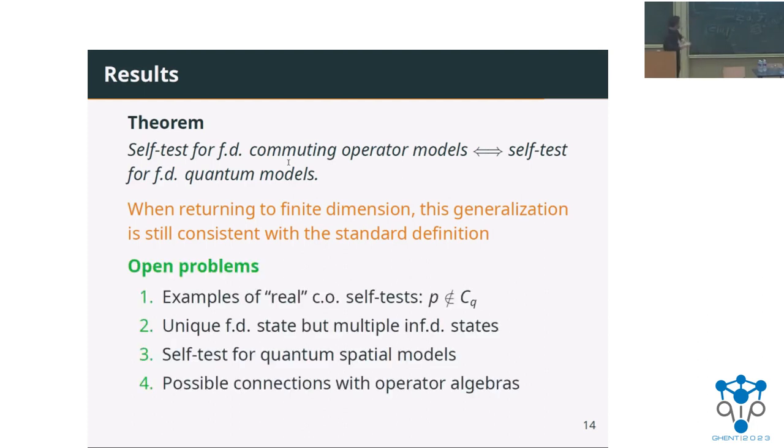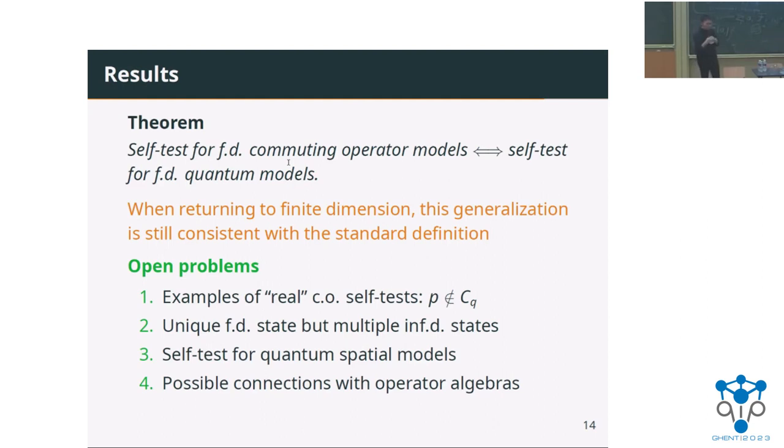There are still many open problems around this new definition, this generalized self-test for commuting operator models. For example, I showed you that CHSH and tilted CHSH are in fact self-tests for commuting operator models, but those correlations are still quantum correlations. Can we have a real commuting operator self-test? So some correlation which can only be achieved by infinite dimensional models and is a self-test for commuting operator models. Also, is it possible that for some correlation, it has a unique finite dimensional state, but multiple infinite dimensional states? Or in other words, whether there is a correlation that is a self-test for quantum models, but not a self-test for commuting operator models.